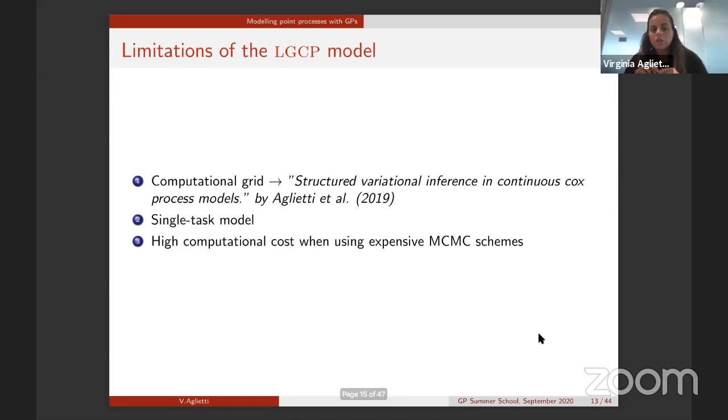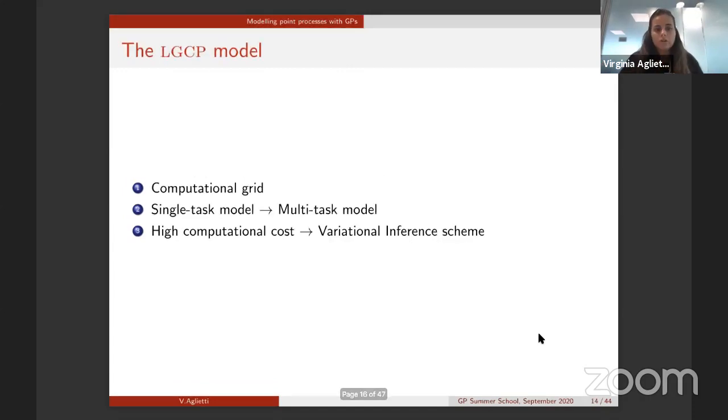So I will not focus on the problem of a computational grid in this talk, but you can find more details in this paper that was recently published at NeurIPS that focuses specifically on how to get rid of the approximation that is introduced with the regular grid, or with the grid in general. What I will focus on instead are the second and third point.